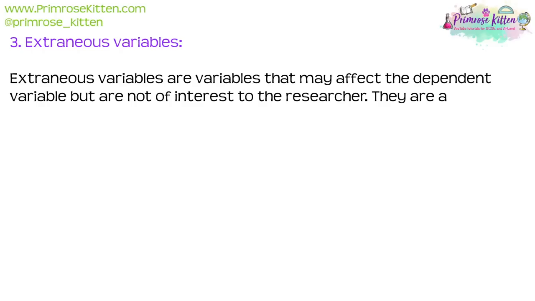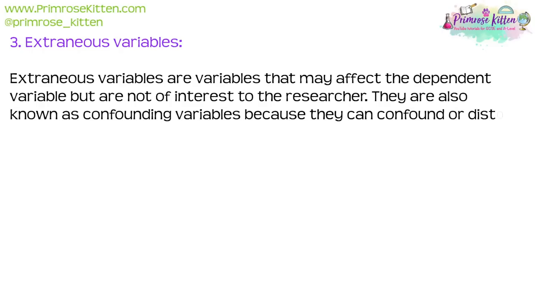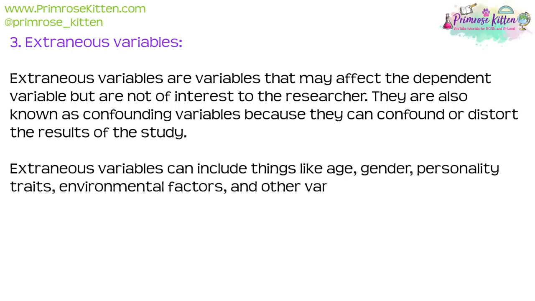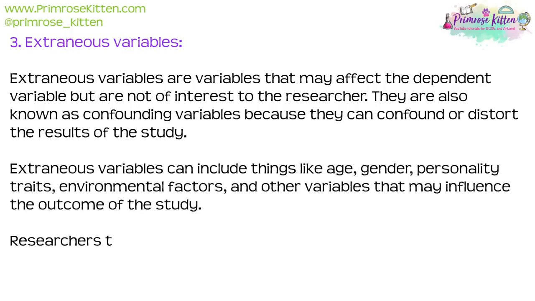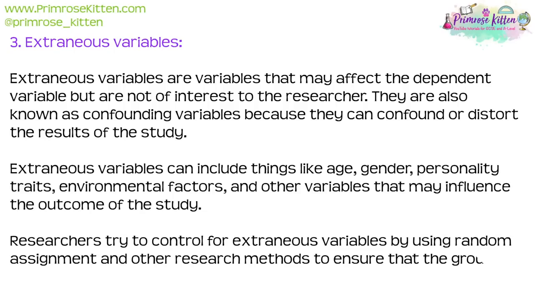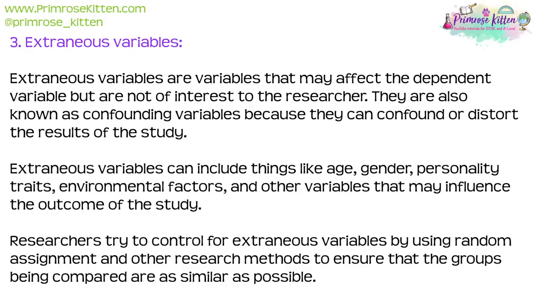Extraneous variables. Extraneous variables are variables that may affect the dependent variable but are not of interest to the researcher. They are also known as confounding variables because they can confound or distort the results of the study. Extraneous variables can include things like age, gender, personality traits, environmental factors, and other variables that may influence the outcomes of the study. Researchers try to control for extraneous variables by using random assignment and other research methods to ensure that the groups being compared are as similar as possible.